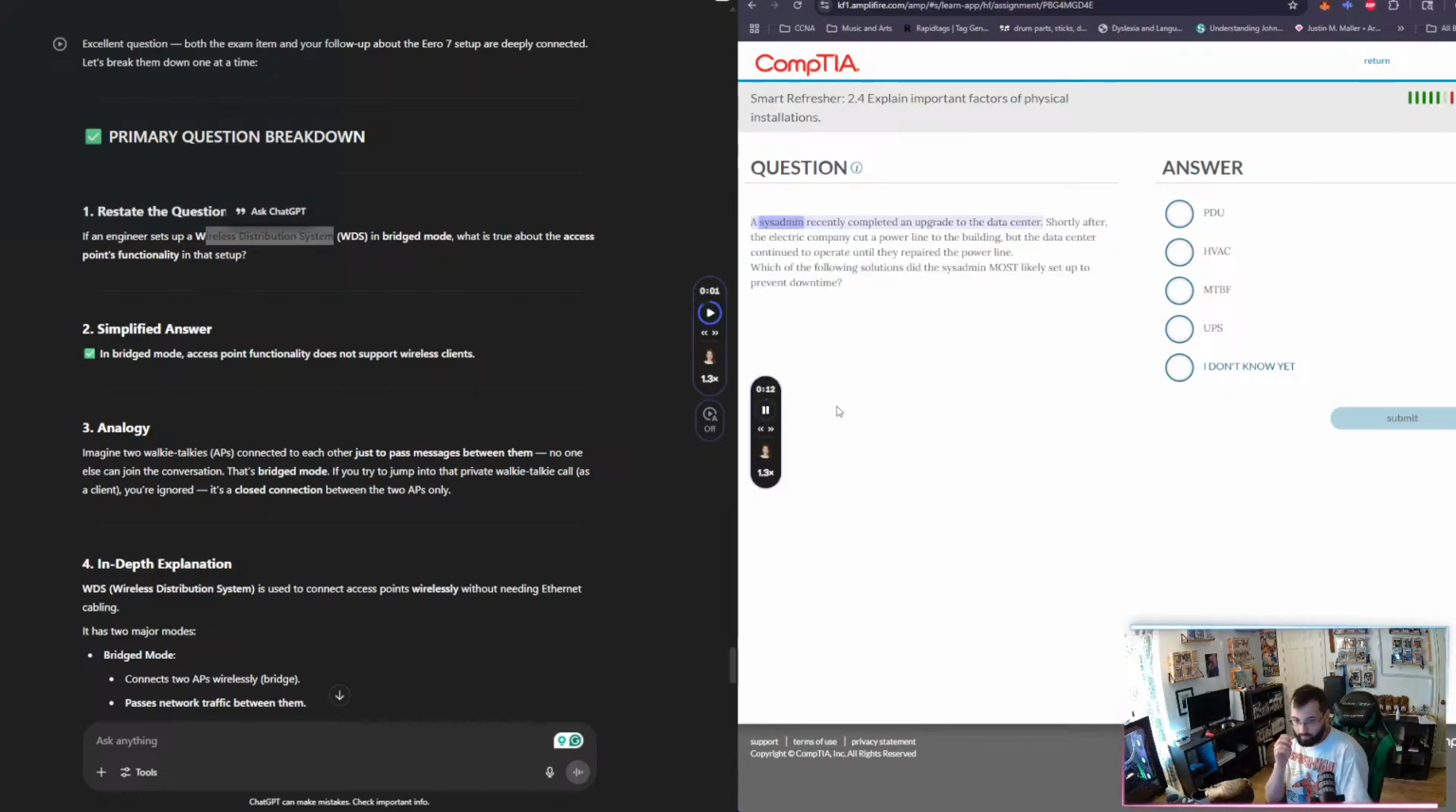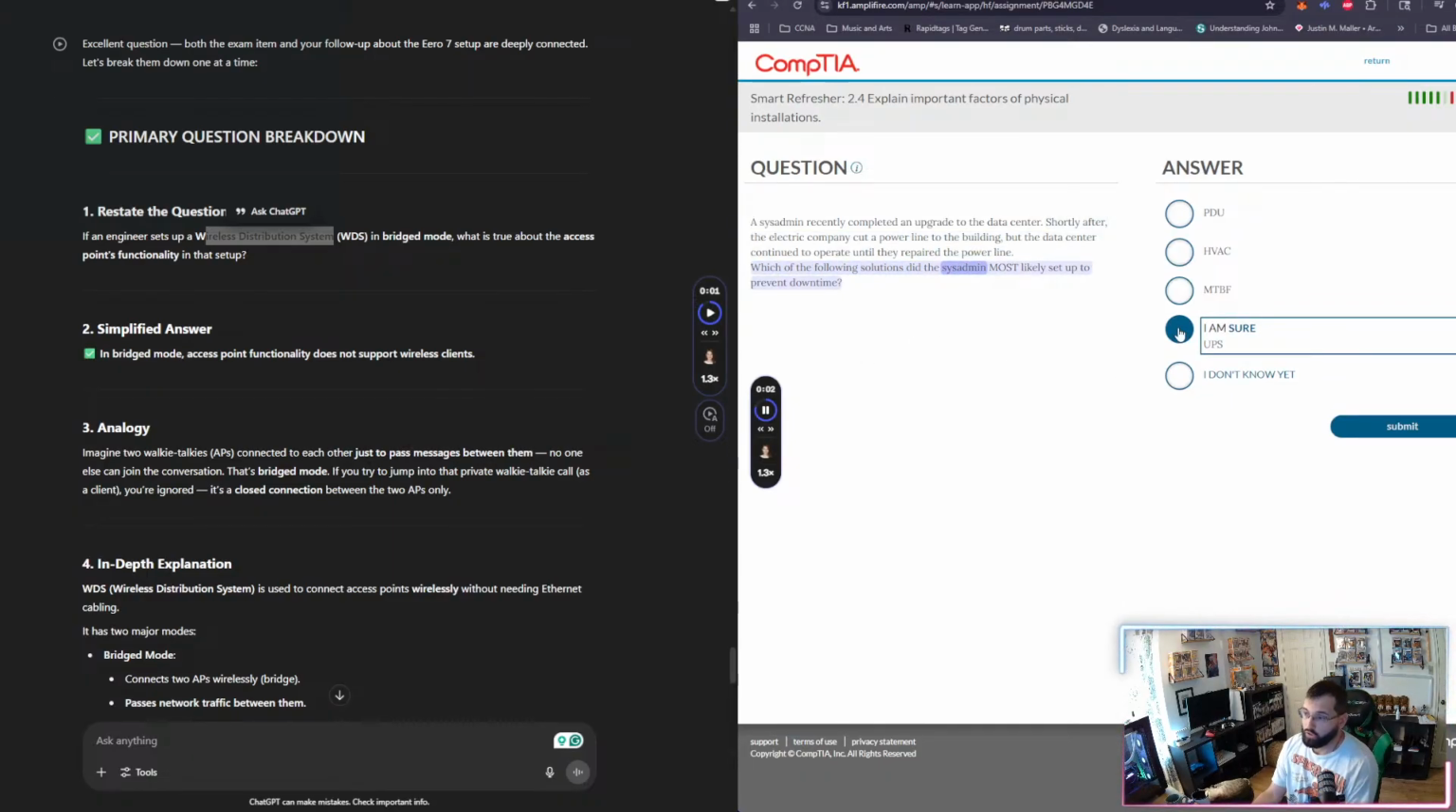A sysadmin recently completed an upgrade to the data center. Shortly after, the electric company cut a power line to the building, but the data center continued to operate until they repaired the power line. Which of the following solutions did the sysadmin most likely set up to prevent downtime? Because that's the generator. The PDU is the thing that goes with it to clean it, to make sure that it's a steady signal or a steady output.